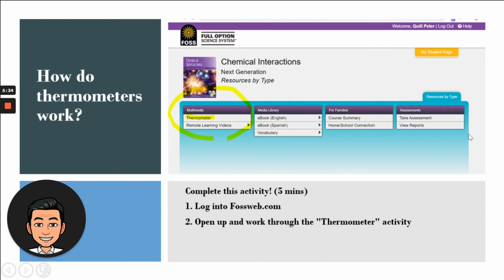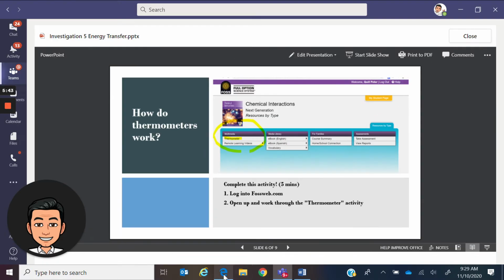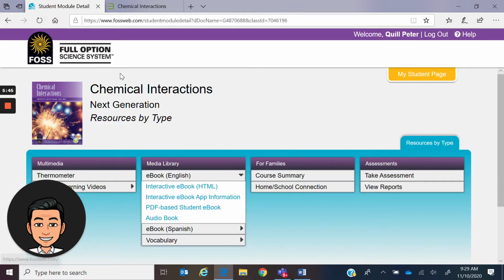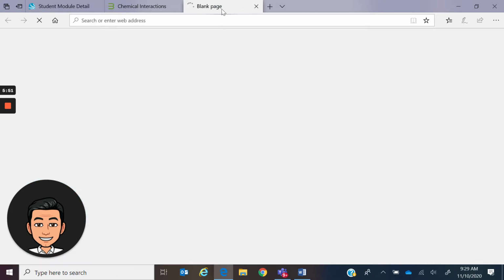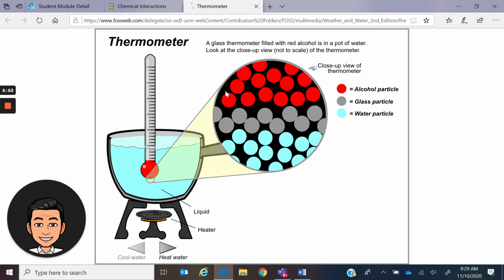And so I put a picture here of what your screen should look like when you log in. And so we'll do the thermometer activity, and let's take a look at that now. So once again, when you log into FOSWeb, you have this view, your student view, and over here on the left, we're going to click on thermometer. That's going to open up this page for us.